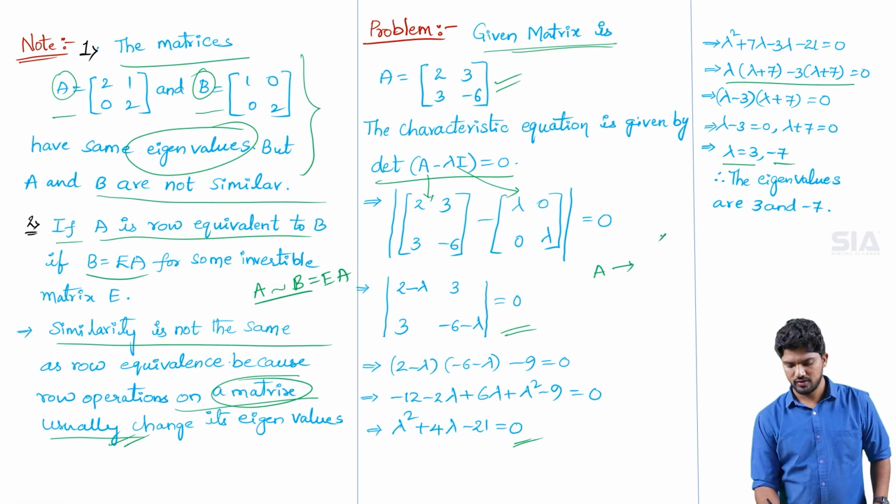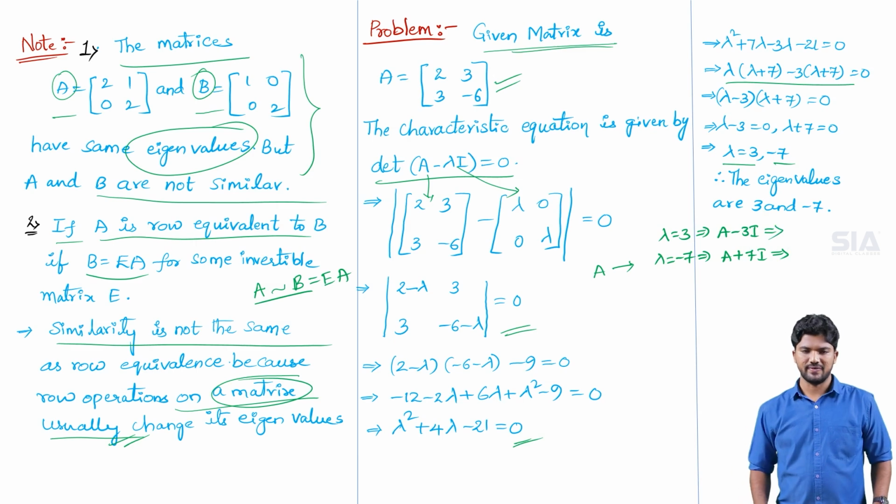Okay, for example, if you take lambda is equal to 3, then A minus 3I gives the one eigenvector. If you take lambda is equal to minus 7, then A plus 7I gives the second eigenvector. In this format, we can proceed.